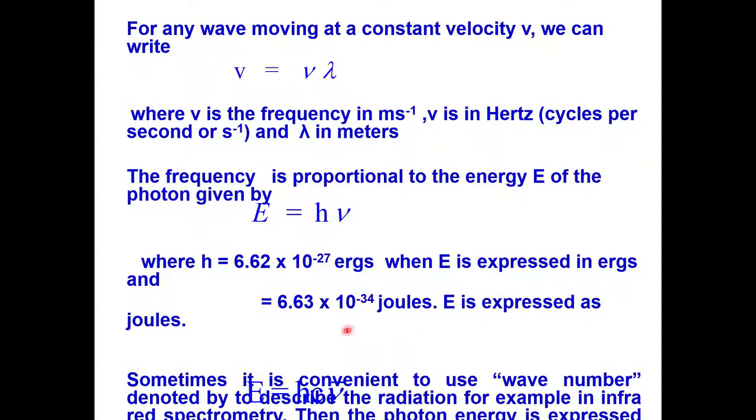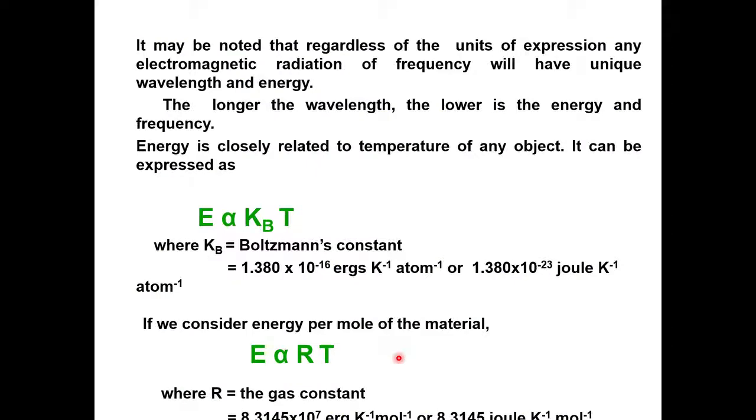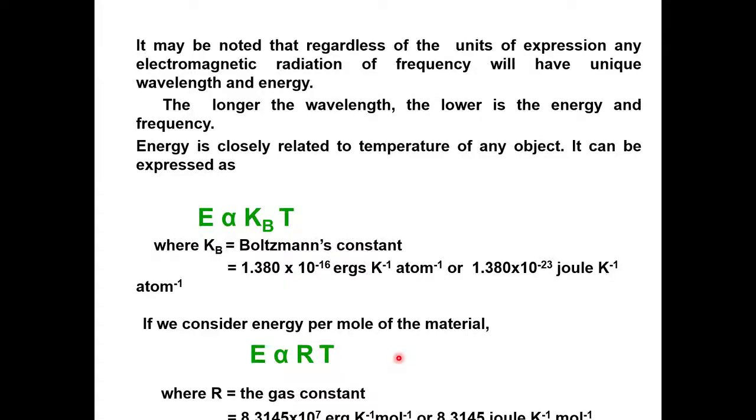Sometimes it is convenient to use wave number, which is sometimes denoted by 1 over wavelength. It may be noted that regardless of the units of expression of any electromagnetic radiation, every frequency will have a unique wavelength and unique energy. This is what we have been saying since a long time. And the longer the wavelength, the lower is the energy and frequency.